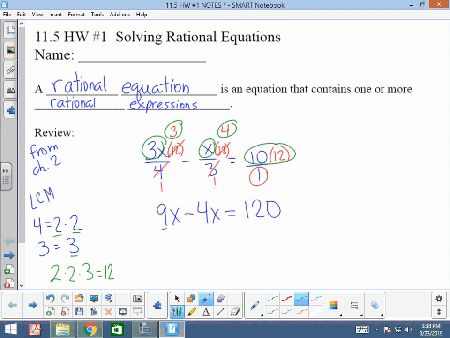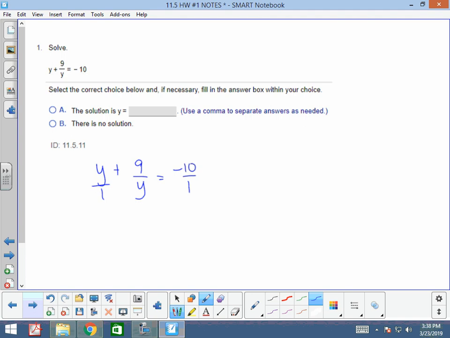So combine like terms. 9x minus 4x is 5x. And divide by 5. So x equals 24. So that's a quick review from chapter 2 whenever I taught you how to clear fractions in an equation in order to solve. Alright, so let's get started.